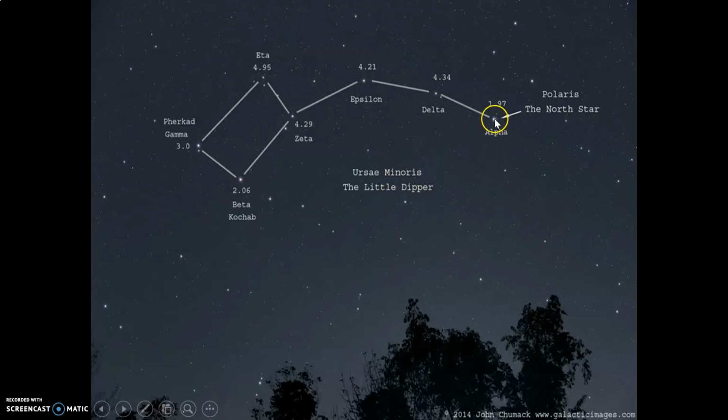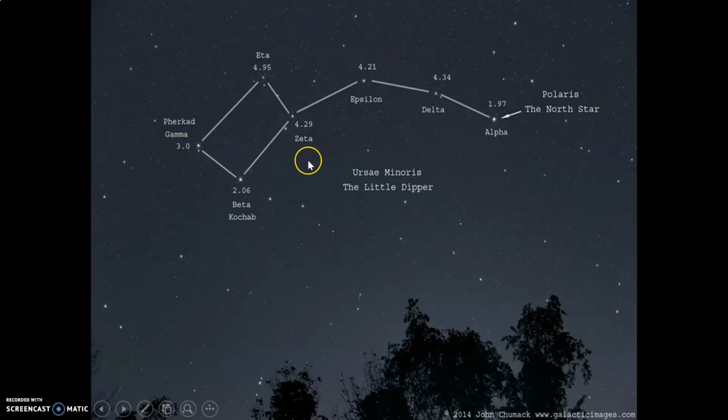Now, I know that Polaris is the brightest because of this number right here. This number tells you the magnitude of the star. Magnitude means the brightness of the star. You need to know that for your test. You need to know that magnitude means the brightness. The lower the number, the brighter the star. So here we have a magnitude of 1.97. That's for Polaris. Over here you have Kochab, 2.06. And then over here you have Firkad with a magnitude of 3.